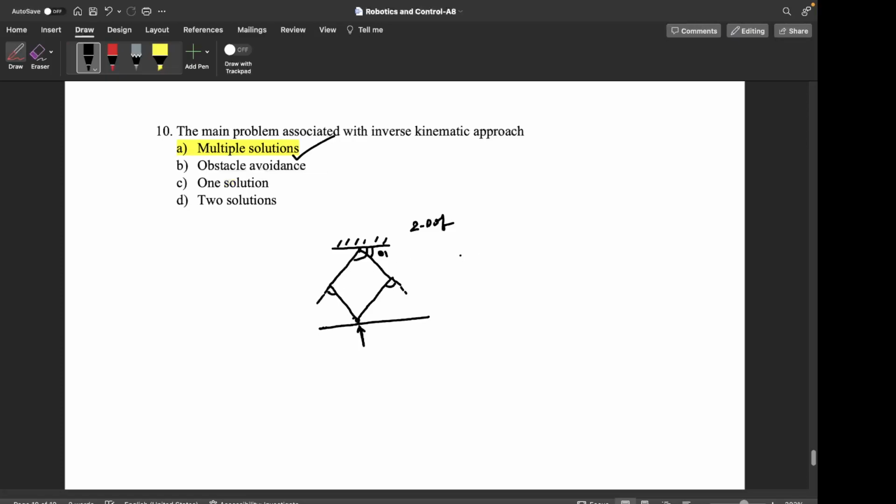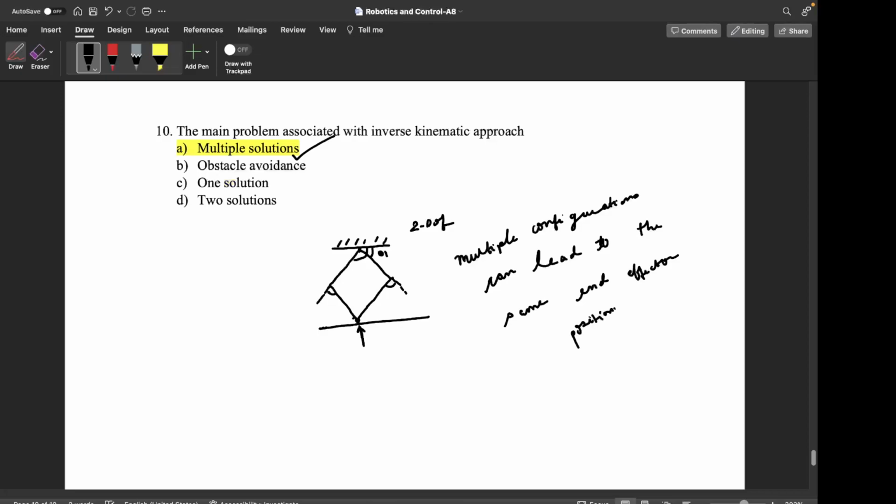So multiple configurations can lead to the same end effector position, right?